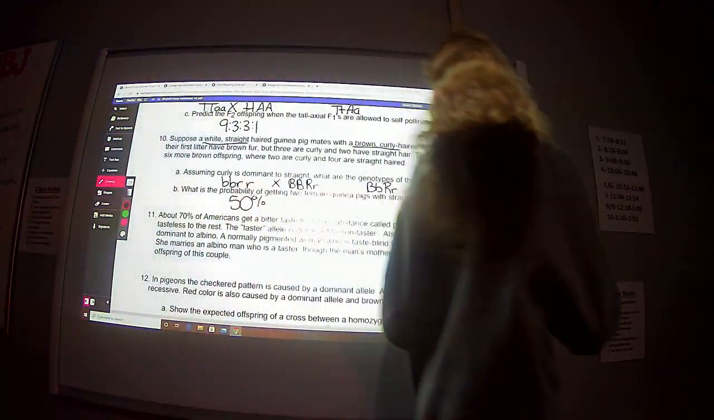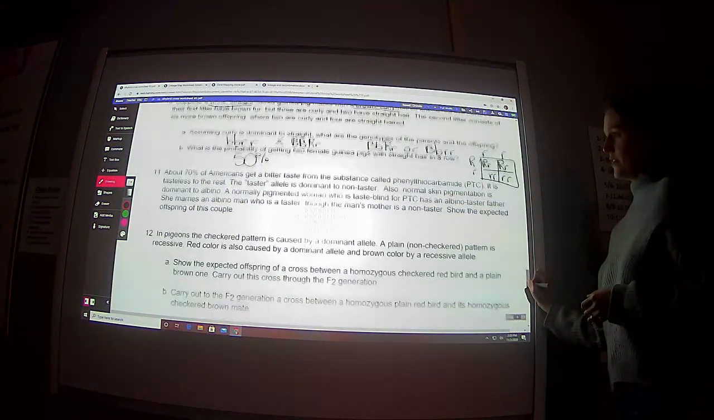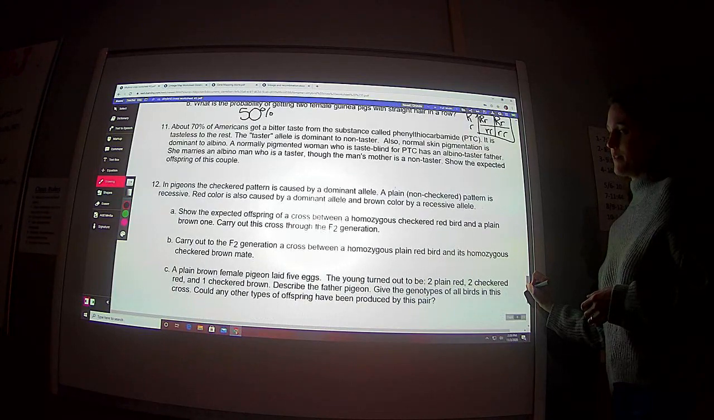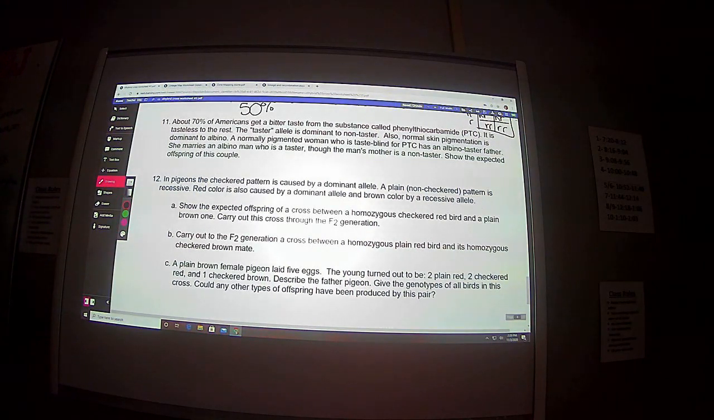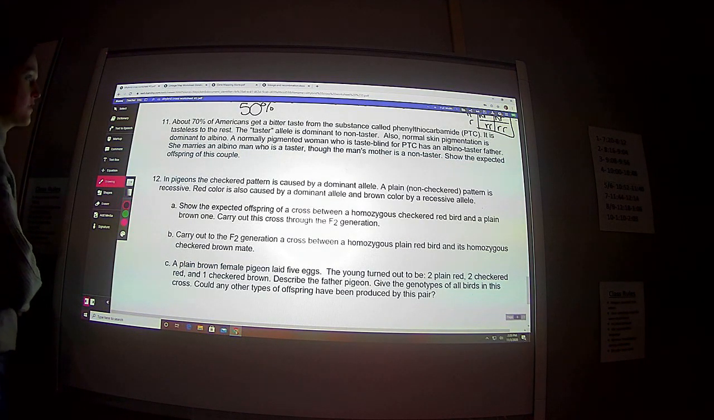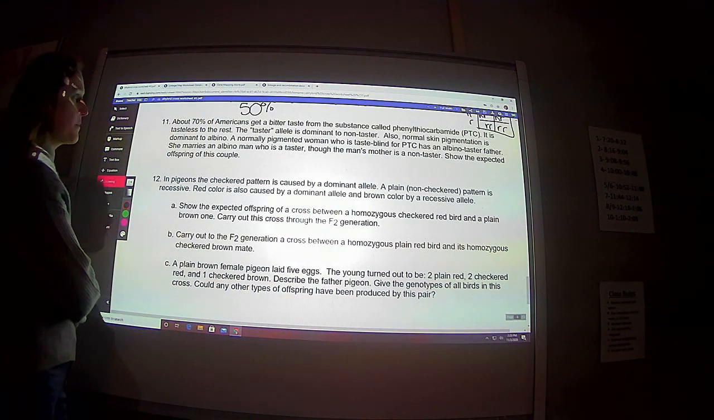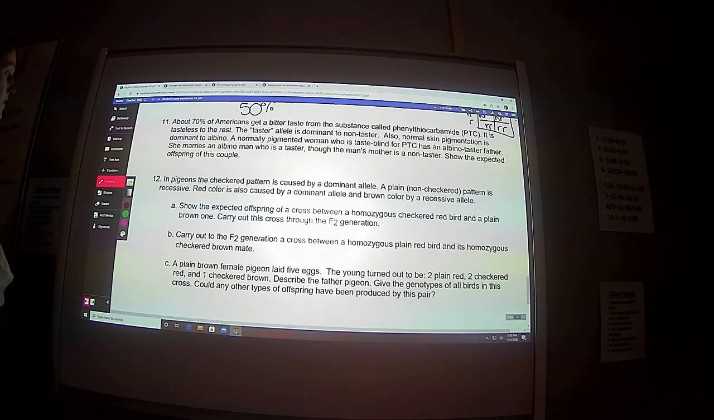Okay, let's look at one more, and then you guys will do number 12 on your own, which has 3 parts to it. About 70% of Americans get a bitter taste from a substance called PTC. It is tasteless to the rest. The taster allele is dominant to non-taster. Also, normal skin pigmentation is dominant to albino. A normally pigmented woman who is taste blind for PTC has an albino taster father. She marries an albino man who is a taster, though the man's mother is a non-taster. Show the expected offspring of this couple.